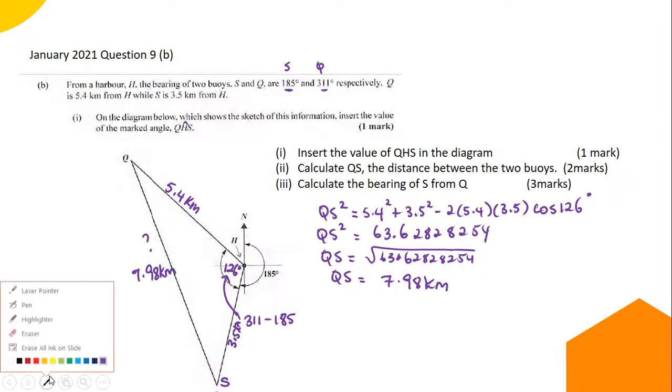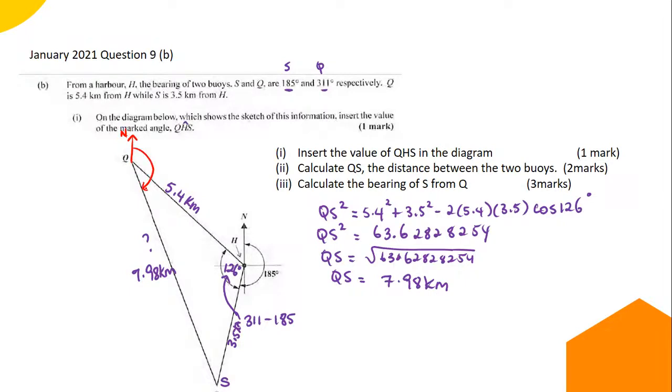Now part 3, calculate the bearing of S from Q. Let me get another color. The bearing of S from Q: from Q means you're starting at Q and it's a bearing, so you have to put your north pole. From Q, you're going all the way to S. So this is the angle that we want to find.